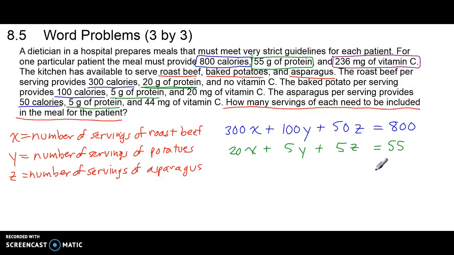And then you've got your vitamin C equation. It's got to equal 236. Each serving of roast beef provides no vitamin C at all. That's kind of interesting. Well, here's what you do. You could either say 0 times x, or just don't write the x part at all. I mean, 0 times x is the same as 0, so you could just leave that part out entirely. Baked potato provides 20 milligrams of vitamin C per serving, and asparagus provides 44 milligrams of vitamin C per serving.